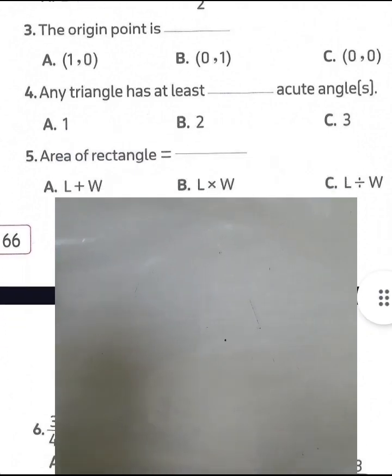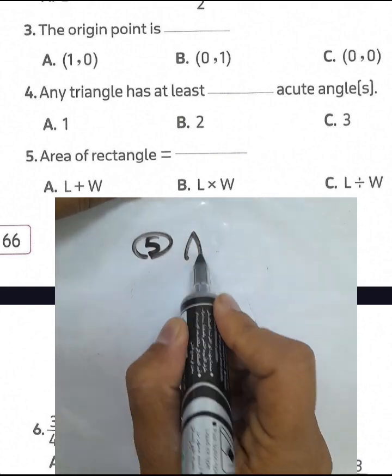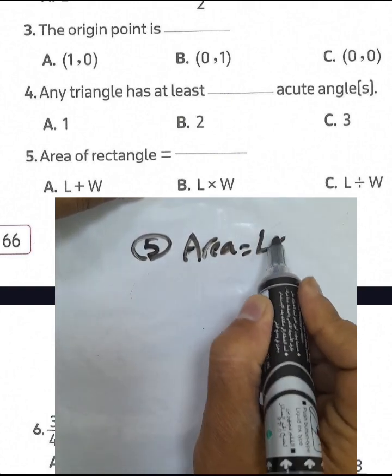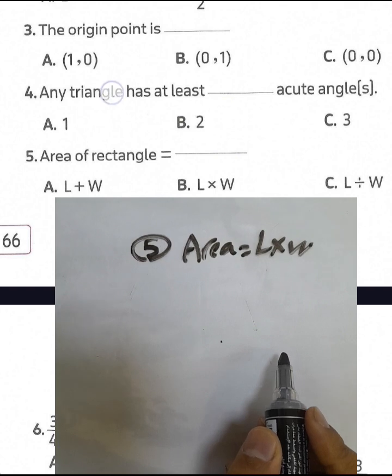Question number 5. Area of a rectangle equals length times width. Length times width. Choose letter B.